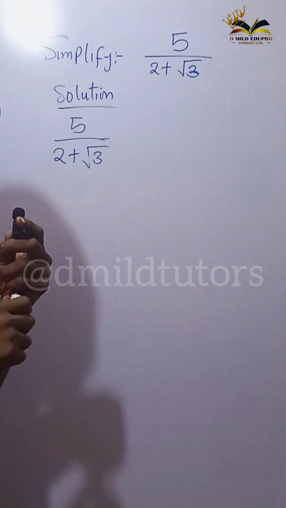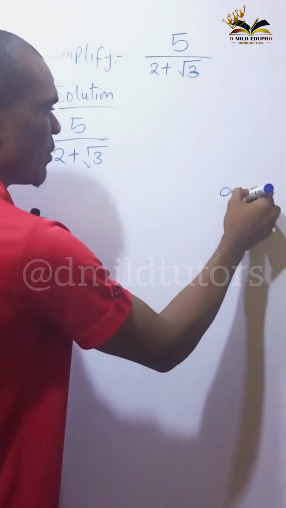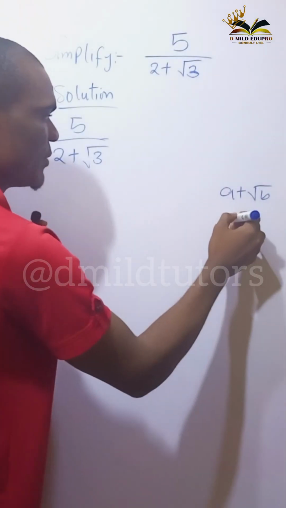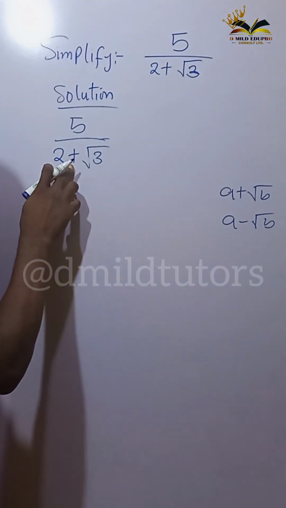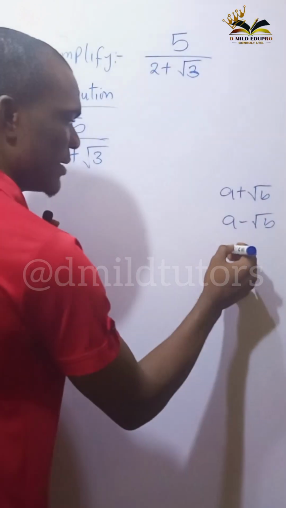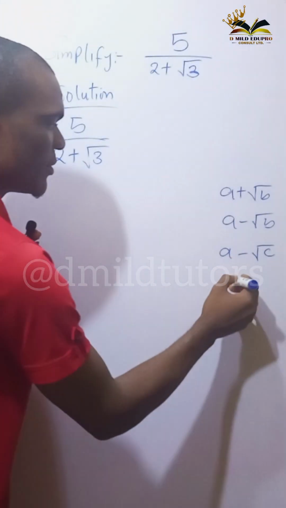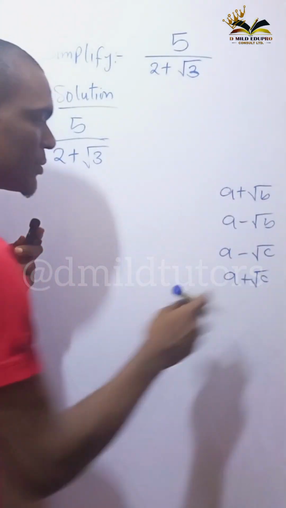And how do you get the inverse of the denominator? If you have, for example, this case, a plus root b, the conjugate of a plus root b is going to give you a minus root b. And if the question comes with a minus, let's say, for example, a minus root c, the conjugate of this is going to be a plus root c. So that is what conjugate means, okay?